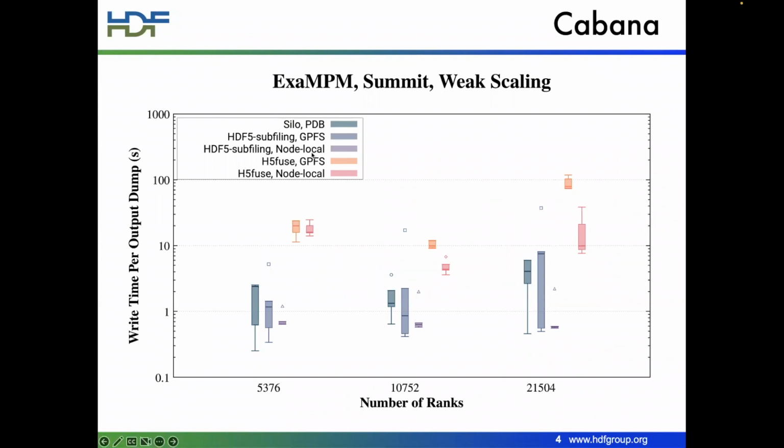And I used the default subfiling, so it's 1 subfile per node. We also found that the alignment on Summit is good for 16 megabytes. So the stripe size in subfiling is 16 megabytes, which matches the alignment in HDF5, which was also set to 16 megabytes, and the threshold was 0 for that, as I showed earlier.